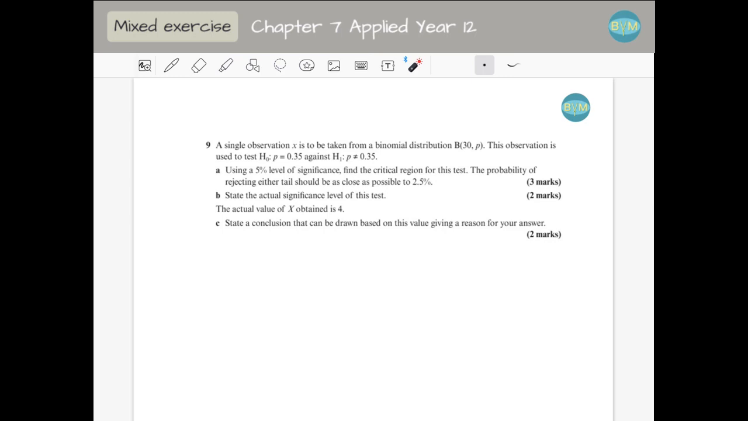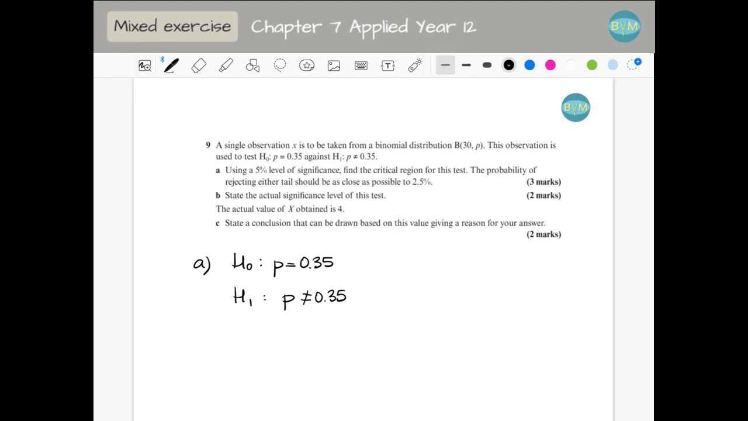Hello, this is question 9 on your Mix Exercise 7 from the Applied Maths book from Year 1. A single observation x is to be taken from a binomial distribution B(30, p). This observation is used to test H0: p = 0.35 against H1: p ≠ 0.35, which is a two-tailed test.